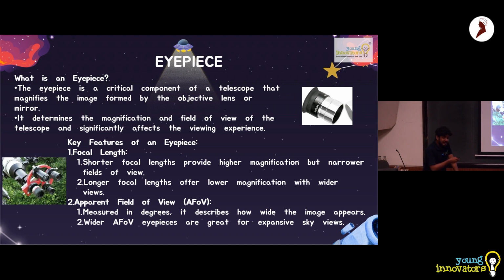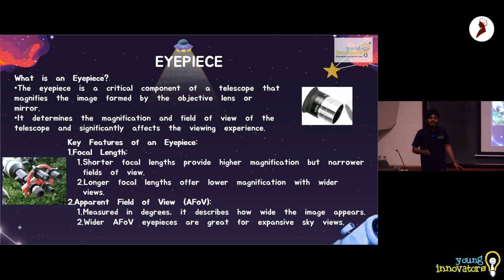Now, the eyepiece, since the eyepiece is a lens. Have you used microscopes? How many use microscopes? You look through something, right? Exactly. That is also an eyepiece only. The same thing. So basically the eyepiece is also a lens.